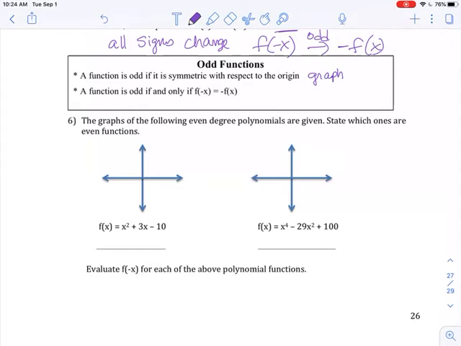All right. Let's draw in some even ones because I see that they're not drawn in here. If I was to do this one, it's going to look something like that. And this one looks something like this.